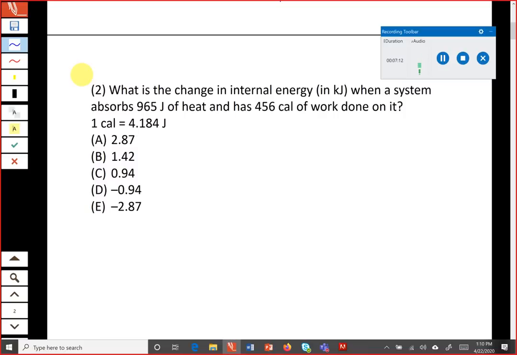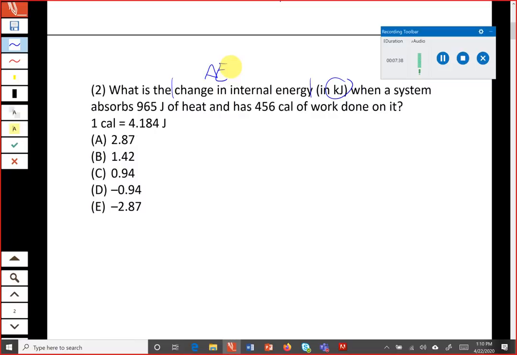All right. So here we want to know the change in internal energy when a system absorbs 965 joules of heat and has 456 calories of work done on it. And we're looking for the answer in kilojoules specifically. So again, for all the problems in this section, units are very important to pay attention to. So when you see the term change in internal energy, this is referring to that quantity delta E.